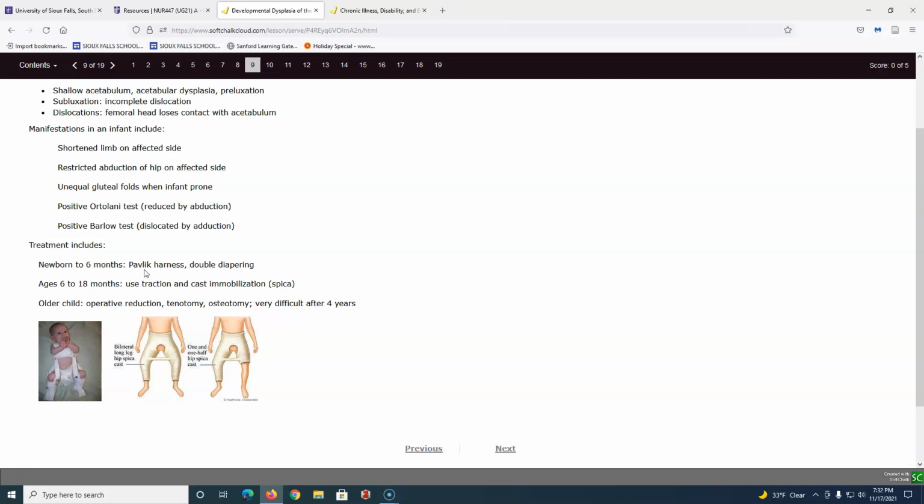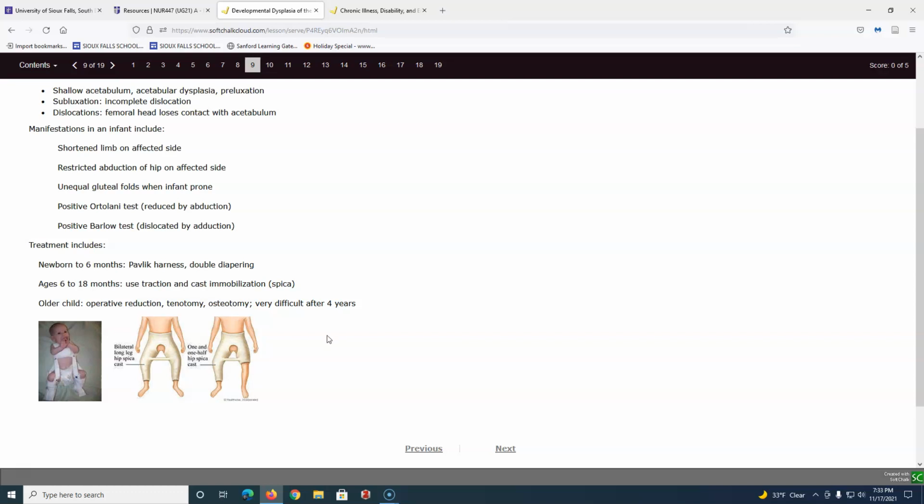If we can start them in a Pavlik harness, which is this, we can do double diapering, which is wearing two diapers. When older, then sometimes we have to use traction, cast immobilization. So this is an example of a spica cast. This would be a double, this is a single, and this is not much fun.